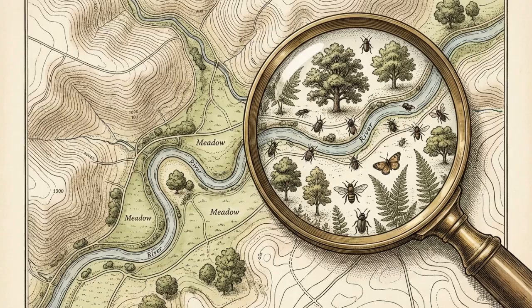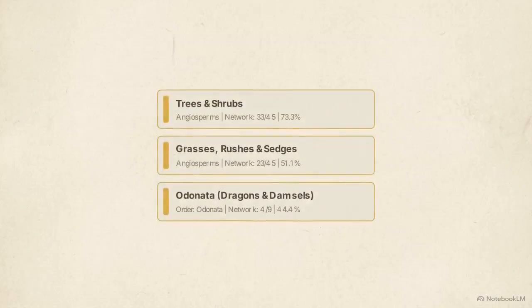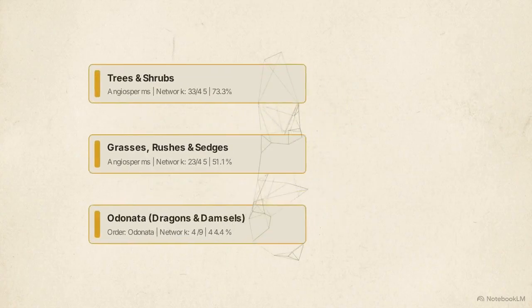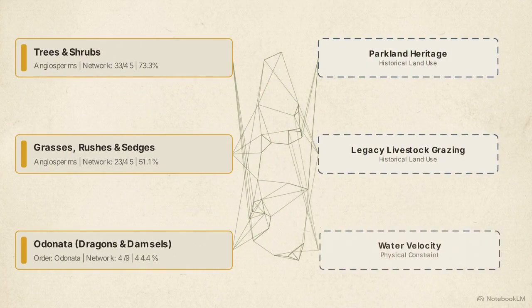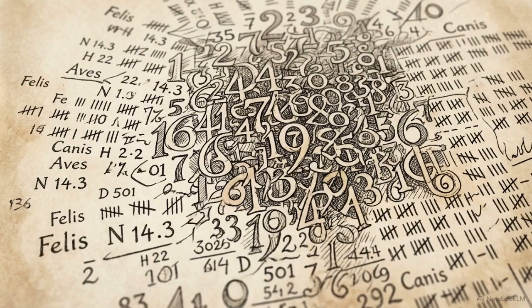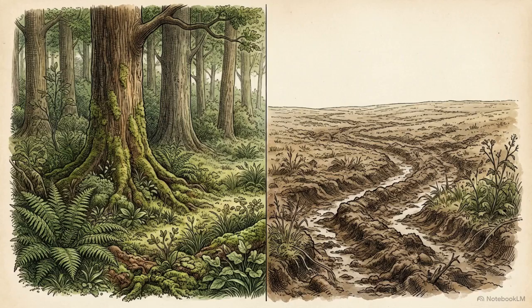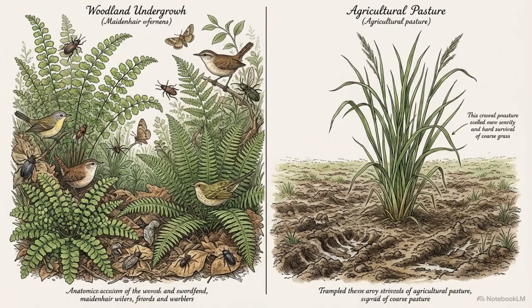These statistical anomalies are not random. They function as an eco-historical map. By systematically deconstructing these exact data rows, we can identify the specific historical land uses and physical constraints that shaped this landscape. Raw biodiversity numbers lack meaning until we analyze the environmental filters that suppress or elevate individual species.